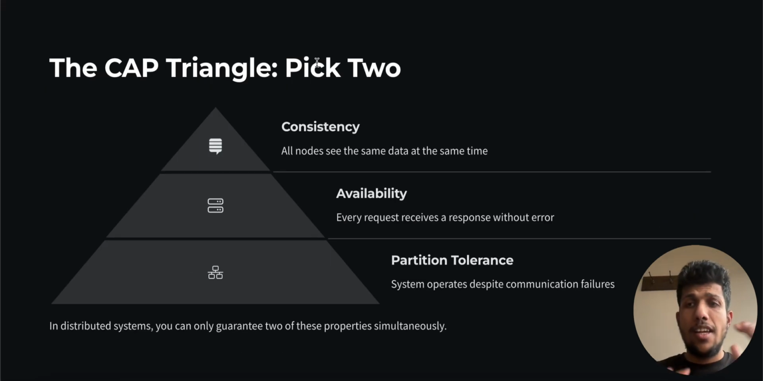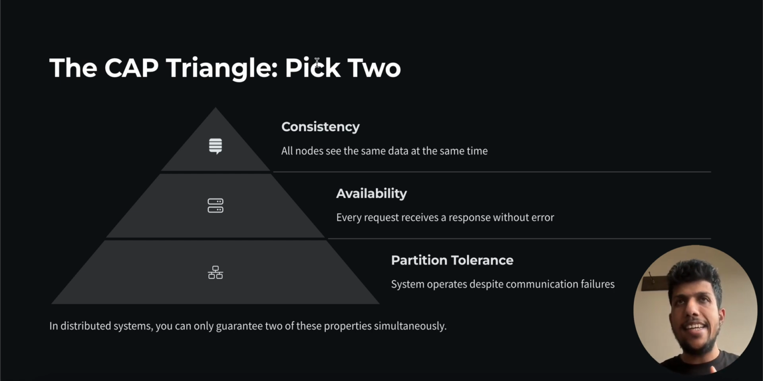For a distributed system, you can pick two among these three. You cannot pick all three for a distributed system, and this is true for every distributed system. So you have to choose what is important.